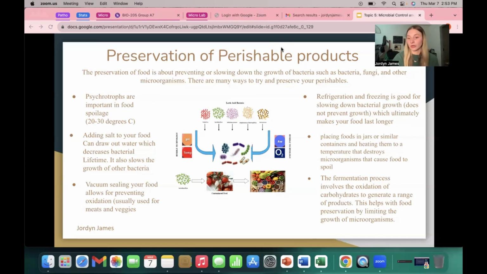So the fermentation process helps preserve food by slowing and limiting the growth of microorganisms, but it does not stop it. So it uses oxidation of the carbohydrates to generate a range of products, and then ultimately just slows down the growth of those bacteria and microorganisms.